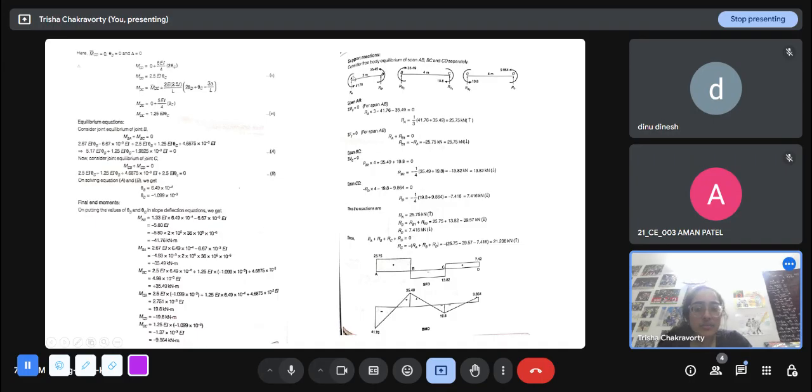To get the support reactions, I'm going to consider the three spans separately: AB, BC, and CD. I put the end reactions and the fixed end moments, and since there is no load here, RA and RB1 I'm going to find only by these applied moments. I'm going to do sum of MB equal to 0 and get RA, and sum of FY equal to 0 to get RB1. From this, I will get RB2 and RC1. From this, I'll get RC1 and RD. So I have all the support reactions.